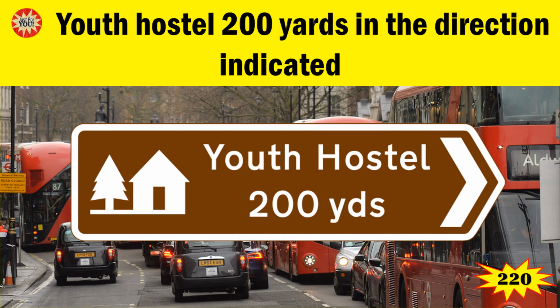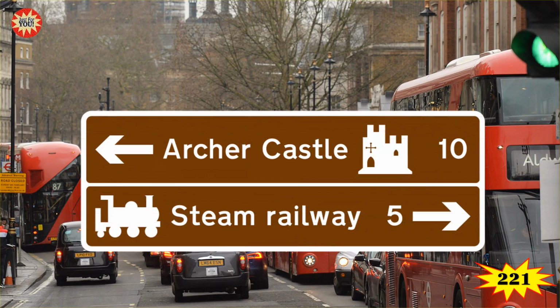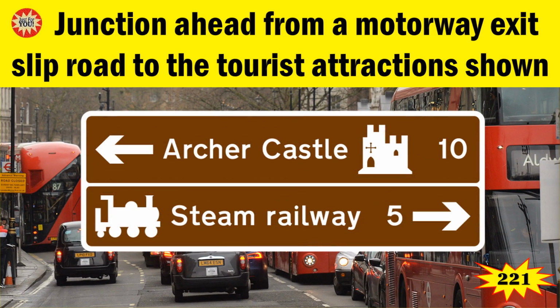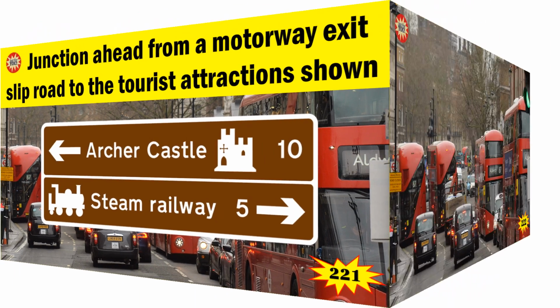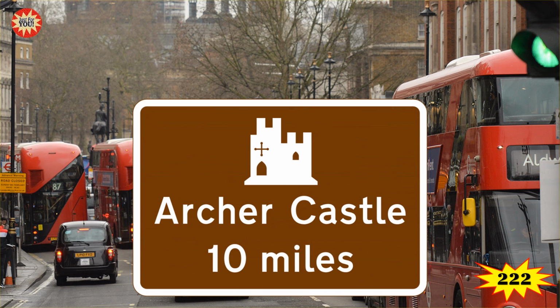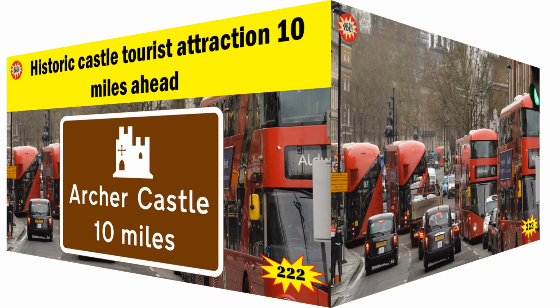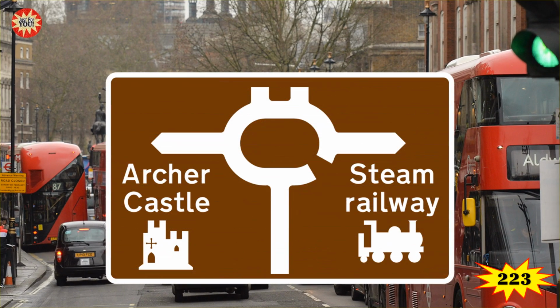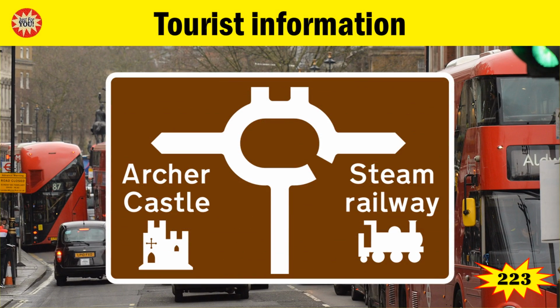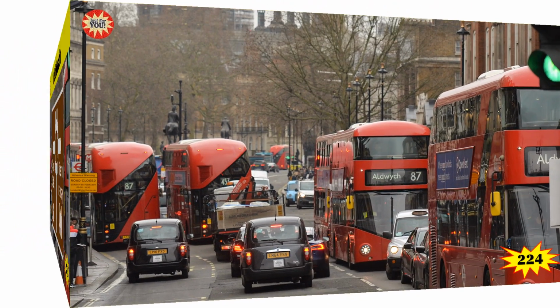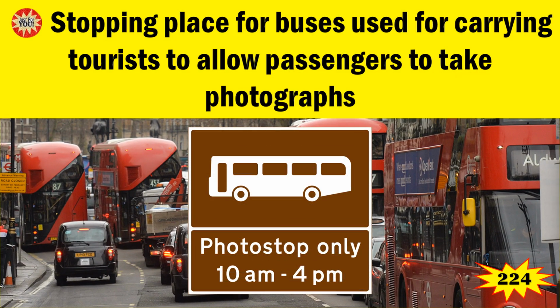Youth hostel 200 yards in the direction indicated. Junction ahead from a motorway exit slip road to the tourist attractions shown. Historic castle tourist attraction 10 miles ahead. Tourist information. Stopping place for buses used for carrying tourists to allow passengers to take photographs.